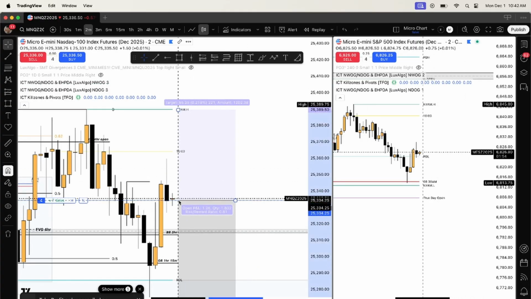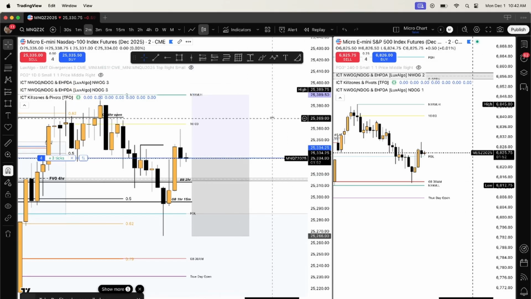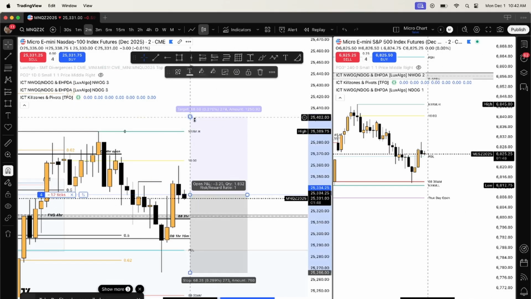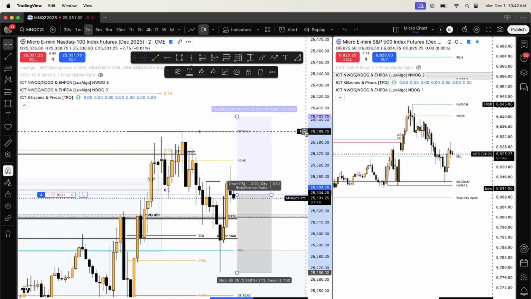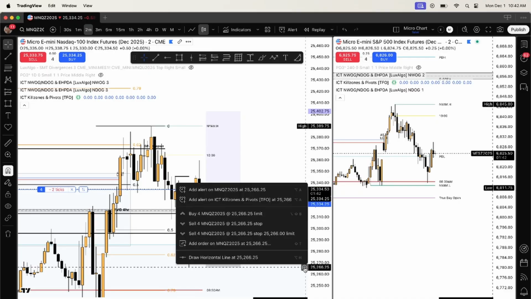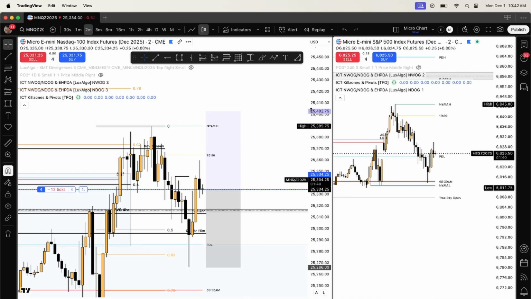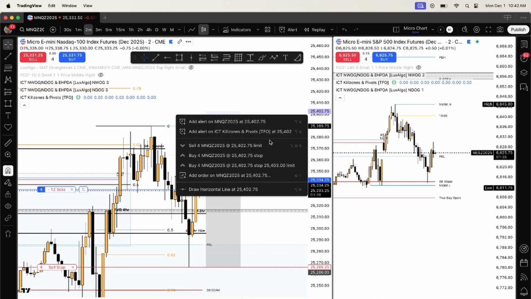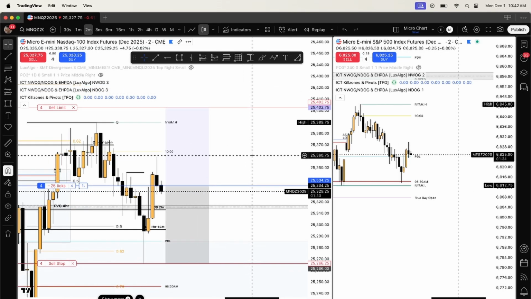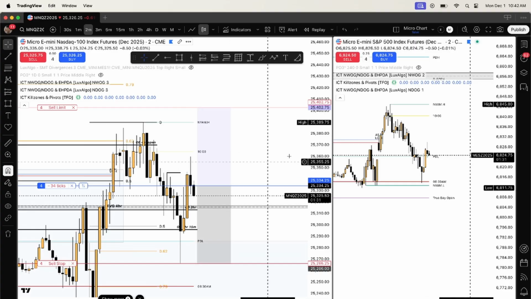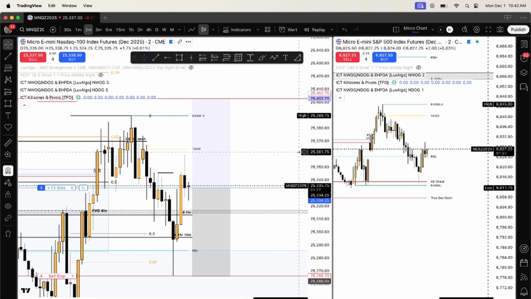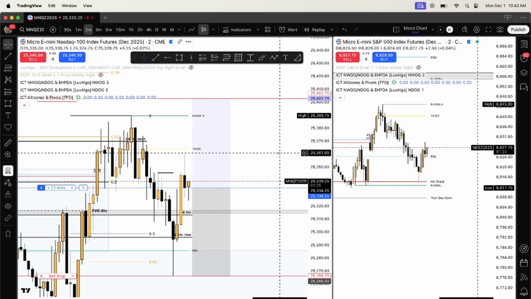Just gonna enter right here probably. Fuck it. Possibly even target around here. We'll see how it plays out. I mean, we would have got our entry anyways. Probably should have just been patient, but whatever.